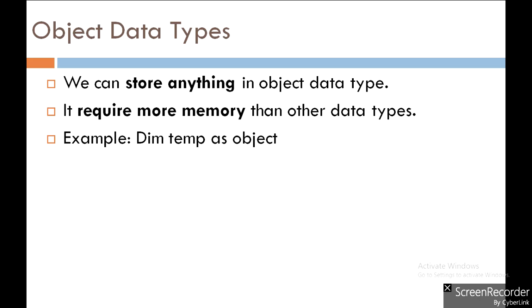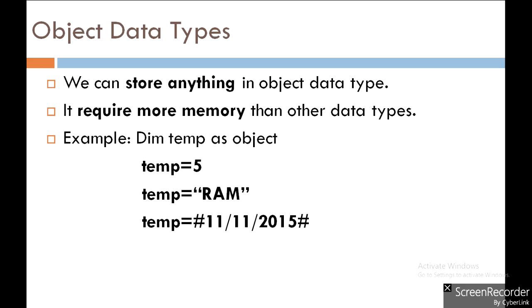The example of object data type is Dim temp As Object. Here temp is a variable name and it can store anything at a particular time. For example, here I write temp = 5. That means temp stores an integer value. In the second example, I write temp = "Ram". Here the temp variable stores a string, meaning the data type of temp is string. And here temp stores a date.